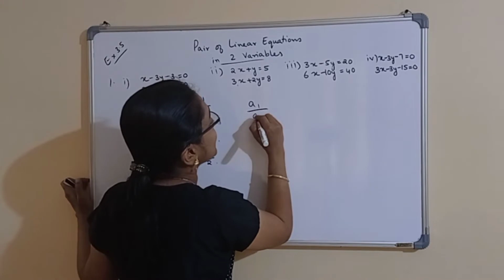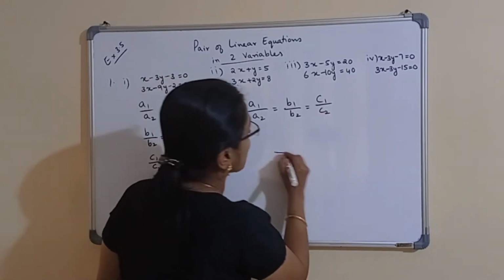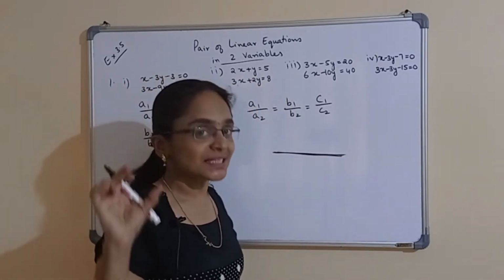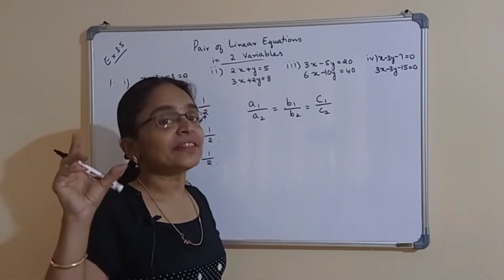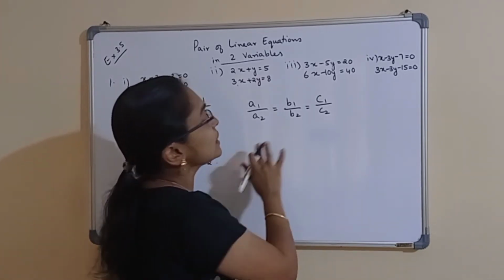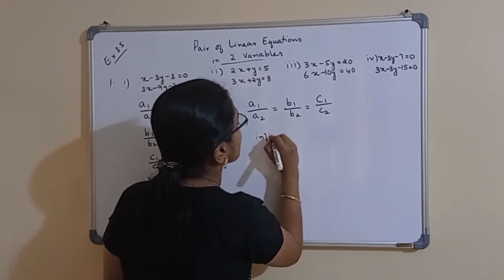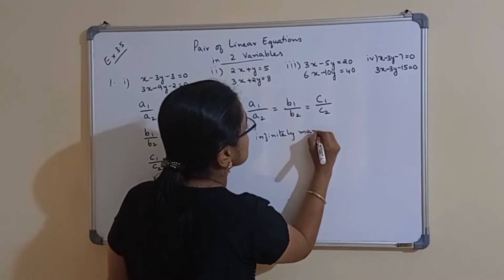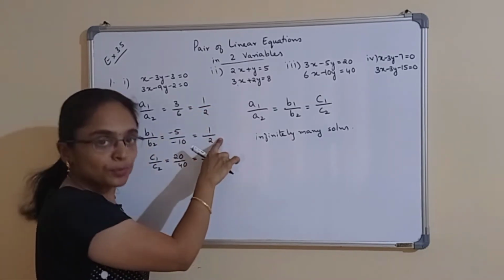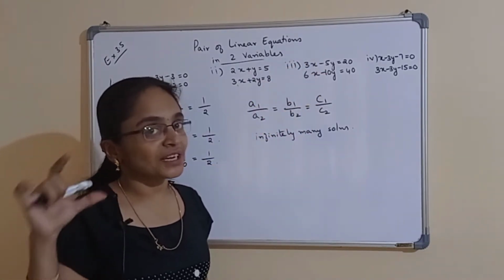If a1 by a2 is equal to b1 by b2 is equal to c1 by c2, the lines will coincide. That is, these two lines will pass through the same points. All the points will be the same, which means they are coincident, and when they are coincident, they will have infinitely many solutions. That is, all the points will be common for both the lines. Hence, a1 by a2 is equal to 1 by 2, which is equal to b1 by b2 and equal to c1 by c2, so this pair of linear equations will have infinitely many solutions.